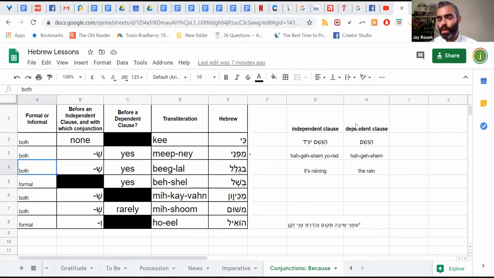A dependent clause is a clause that is not a sentence. It's a thought, it's a word, it's a combination of words, but it doesn't form a complete sentence, meaning it has to be part of something else in order to be considered its own sentence. Whereas an independent clause is a complete sentence on its own. Let me give you an illustration. This is in English, this is in Hebrew, this is in many languages that the rest of you speak. A dependent clause would be hageshem. Okay, as you see here, column H, hageshem. Hageshem simply means the rain or rain.